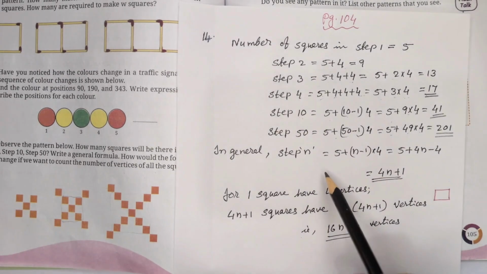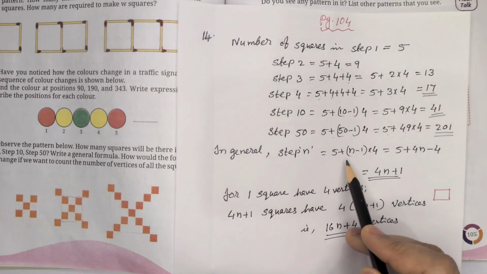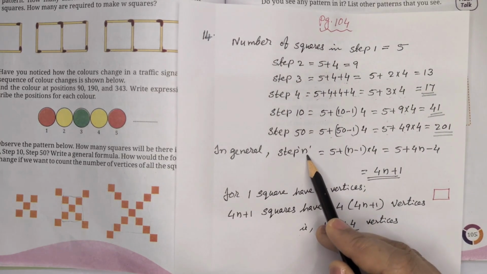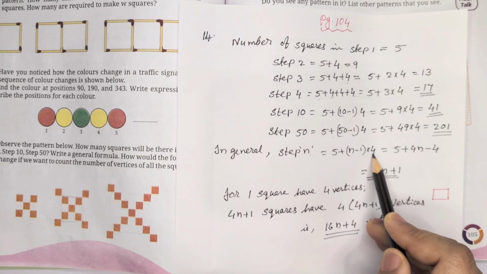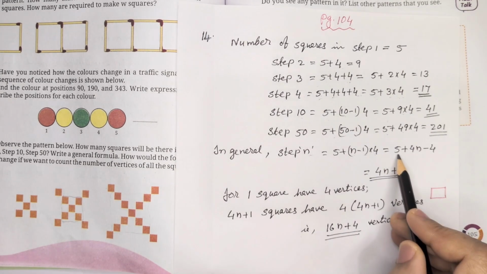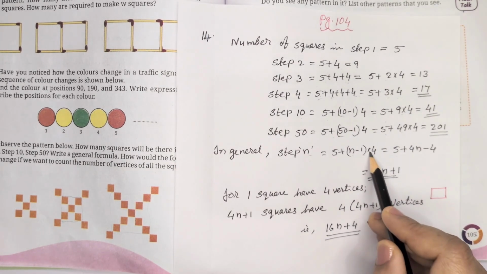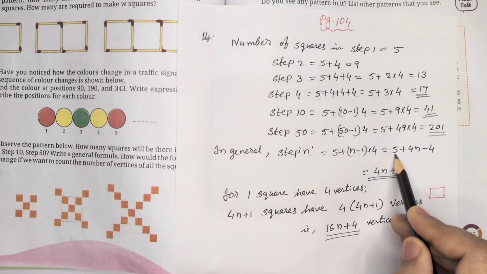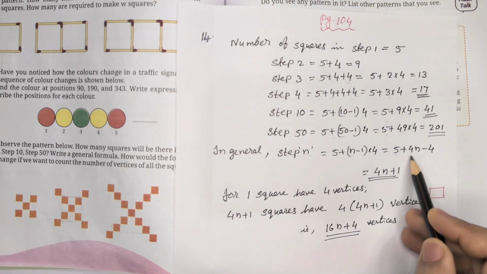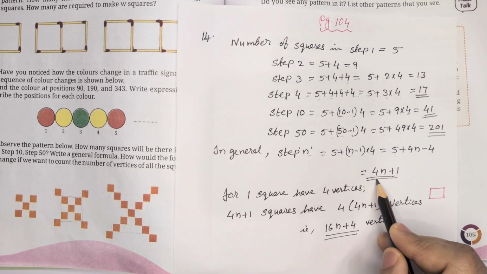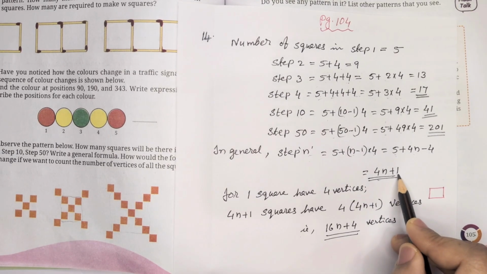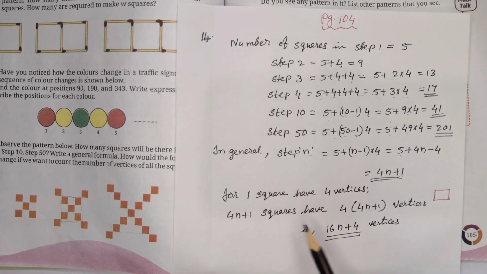Then in general formula, for n steps, 5 plus n steps, whatever the number of steps, and that minus 1 into 4. So this we can simplify. 5 plus 4n minus 4. So 5 minus 4 is 1, 4n plus 1. So in general we can write in step n, there are 4n plus 1 squares.